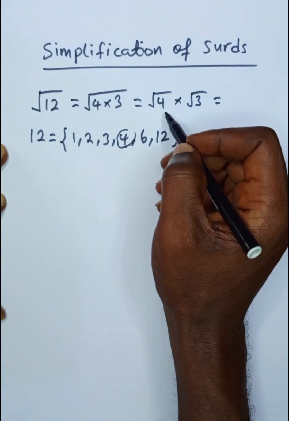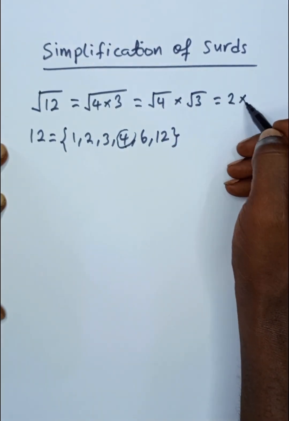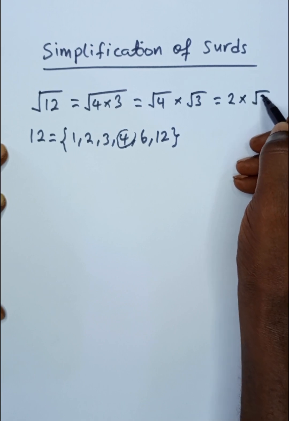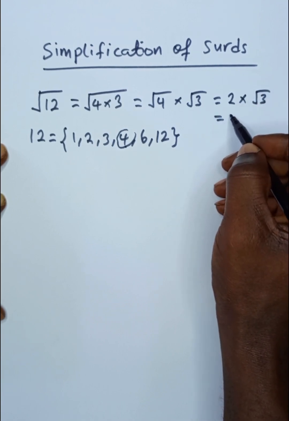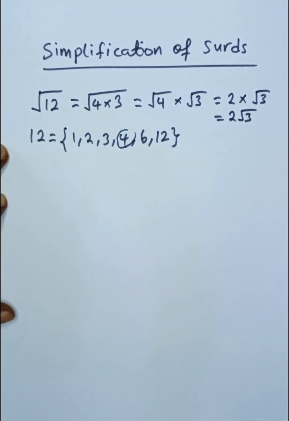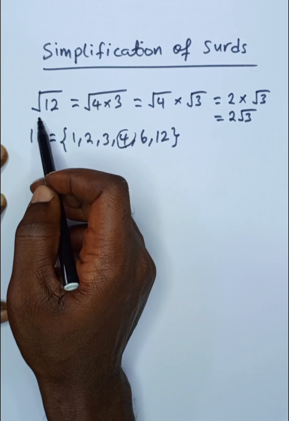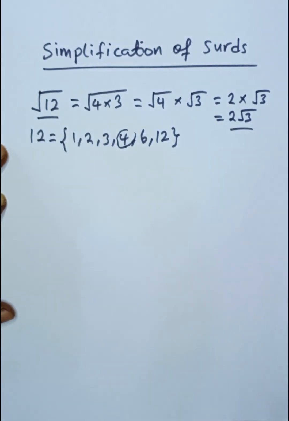Now since 4 is a perfect square, square root of 4 gives 2 times root 3. Now the final answer is 2 root 3. So it means that we have simplified root 12 to 2 root 3.